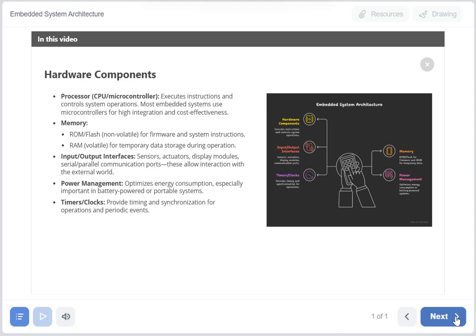Input and output interfaces let the system interact with its environment through sensors, actuators, displays, and communication ports. Power management plays a big role in making sure devices run efficiently, especially when they rely on batteries. Systems also include timers and clocks to keep everything synchronized and on schedule.